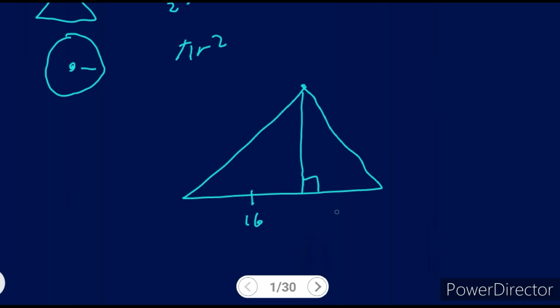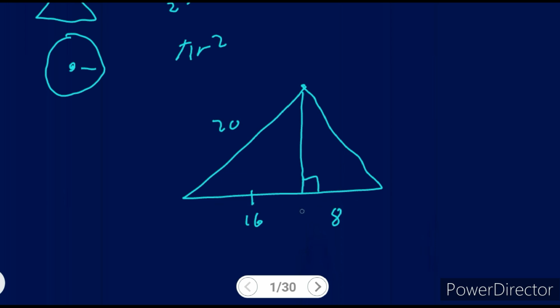Matter of fact, let's just call this 8 units. And let's say this side you're told that it is 20 units. So if they ask you for the area of this triangle, it is half of the base times the perpendicular height. So already we know the base is 16 plus 8, which is 24 units.